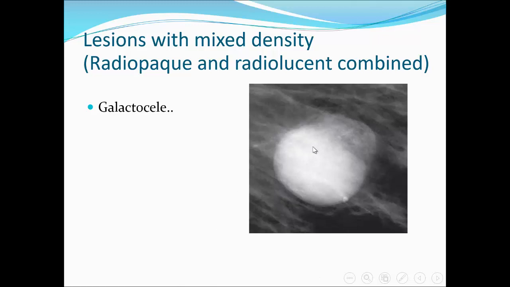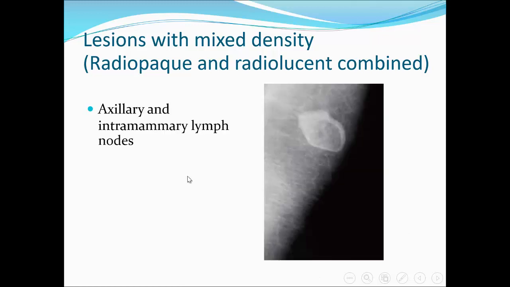This is also a galactocele with fat fluid level. Here, this is a galactocele showing fat fluid level, and usually the fat of the milk will be upwards. So this is a fat fluid level galactocele. And then the lymph node. This is the axillary, but we may find intramammary lymph nodes also. There is a lucent fatty hilum, and this is the cortex of the lymph node.